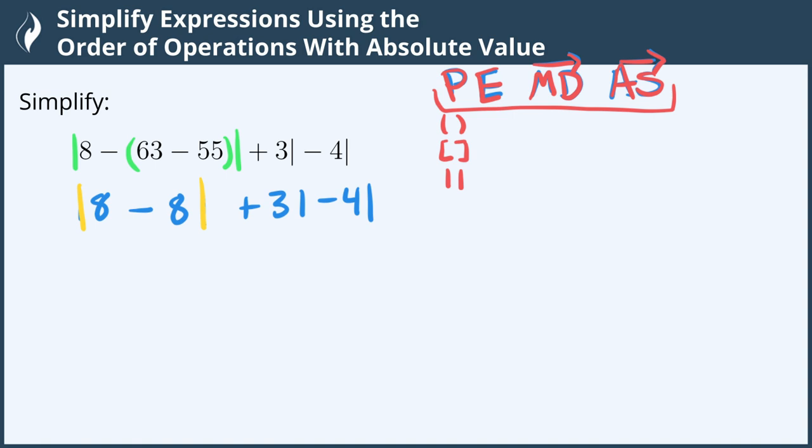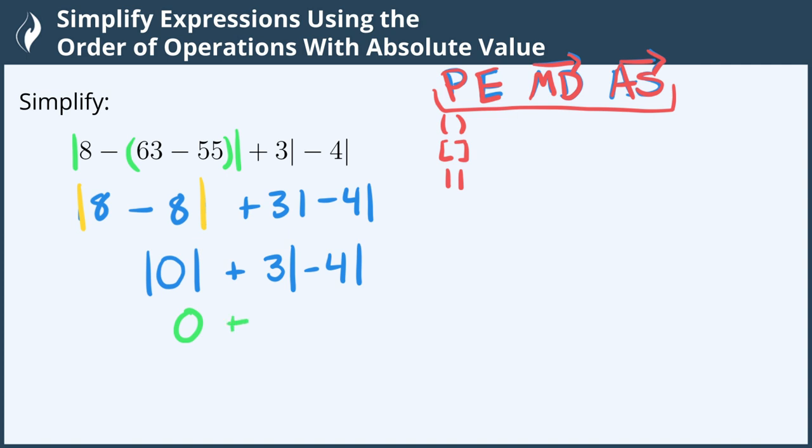8 minus 8 is 0. And I still have the absolute value. Then I continue to copy everything else down because I have not done those operations yet. Now I can go ahead and evaluate the absolute values. The absolute value of 0 means that I am 0 units from 0, and the distance is 0. So it evaluates to 0.